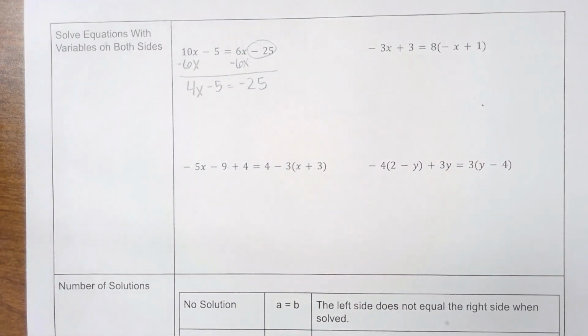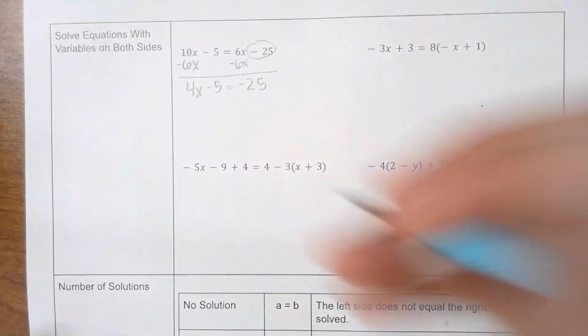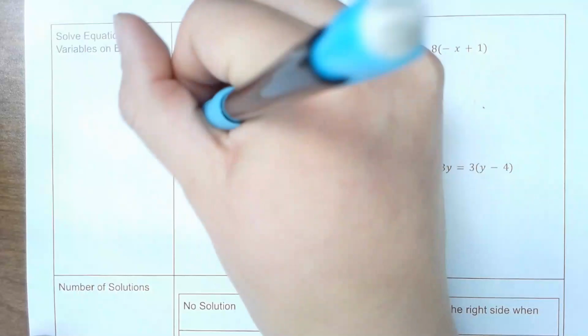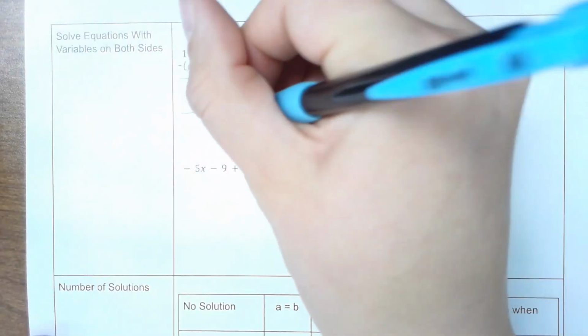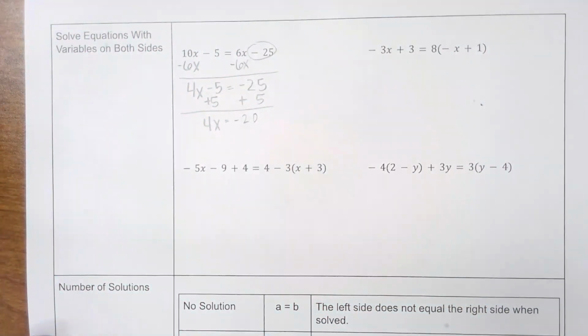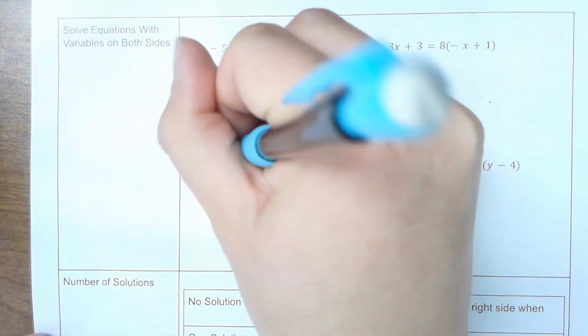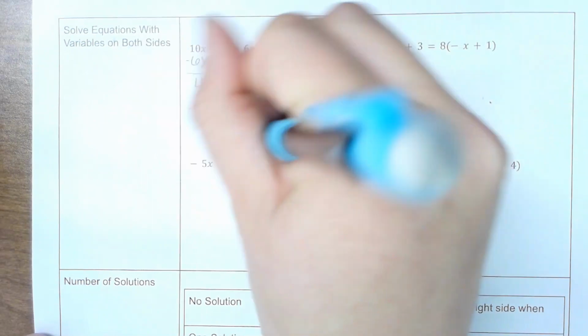Okay, so now notice how this is just a two-step equation. So the next step would be to add that 5 to both sides. So I get 4x equals negative 20. And then my last step would be to divide by that 4 on both sides, so I get x equals negative 5.